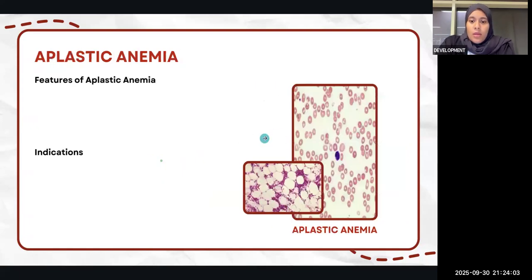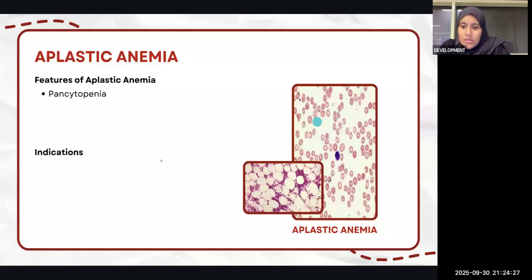Aplastic anemia. There's not like a real clear indication, but the indication that's over here, there's not a lot of RBCs. You don't see a lot of RBCs. And you don't see a lot of WBCs, and you don't see a lot of anything. Why? We call this pancytopenia. You have a low count in all types of blood cells, RBCs, WBCs, platelets, whatever.